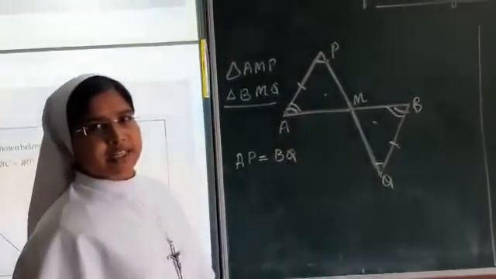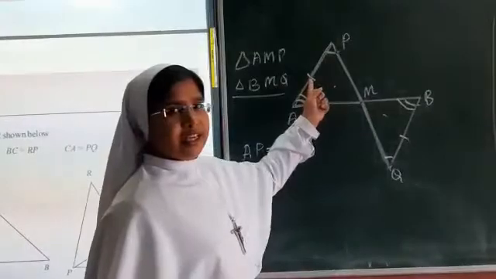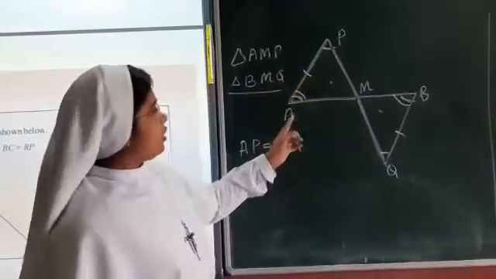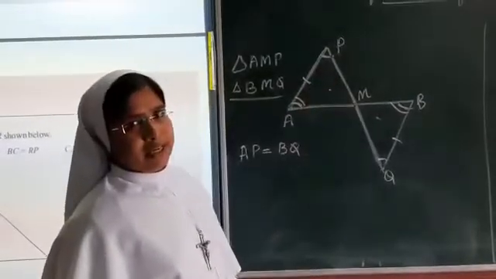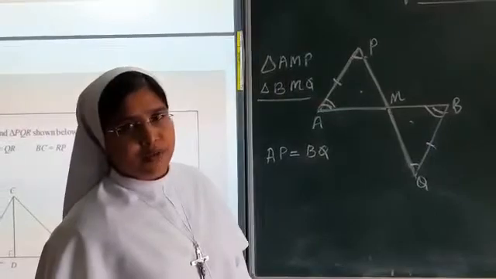Now what can we understand from here? What are the things given to us? One side is given, that is, AP is equal to BQ. Two angles are also given, that are also equal. But then what can we understand? What can we conclude from here?